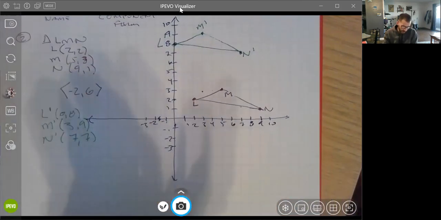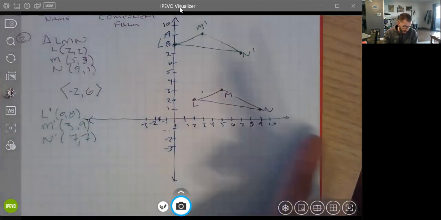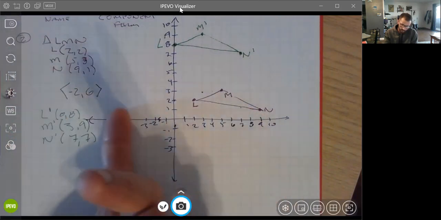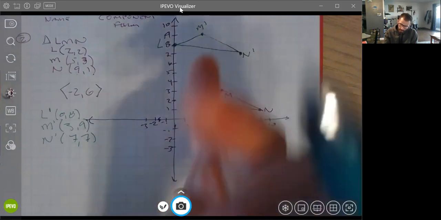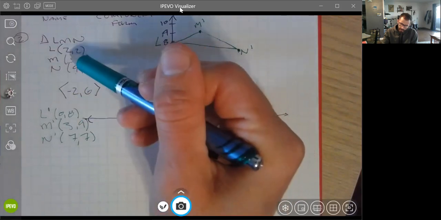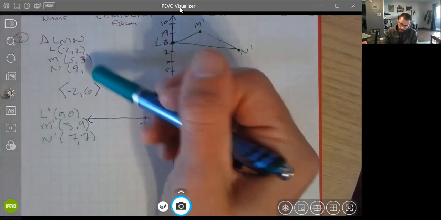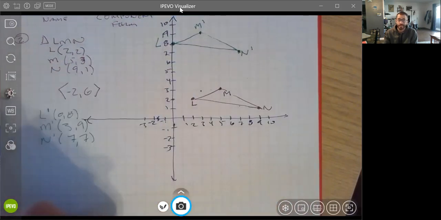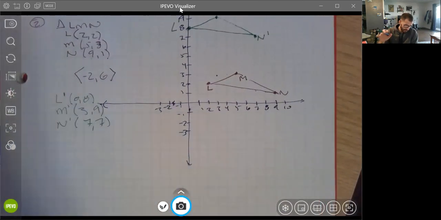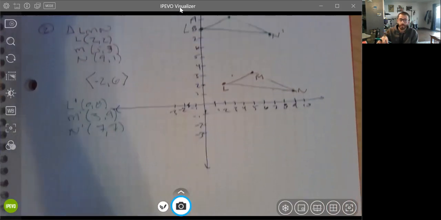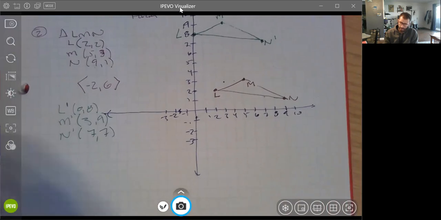All right, so let's see if we follow the directions. The vertices L, M, and N are these coordinates right here. Translate it using this vector, left 2, up 6. All right, and it looks like you can check your work. 2 minus 2 is 0, 2 plus 6 is 8. 5 minus 2 is 3, 3 plus 6 is 9, 9 minus 2 is 7, 1 plus 6 is 7. Okay. Don't be afraid to pause and rewind at this point.